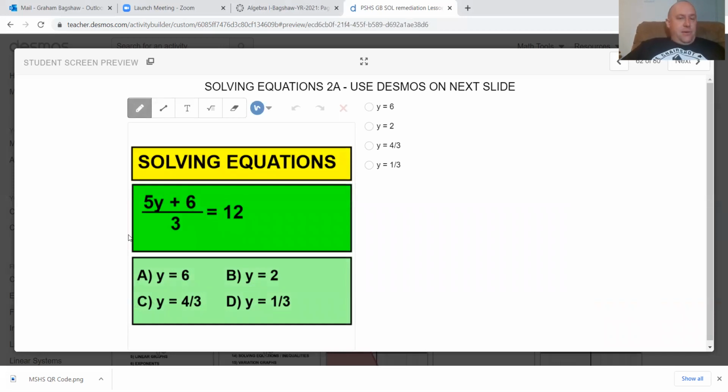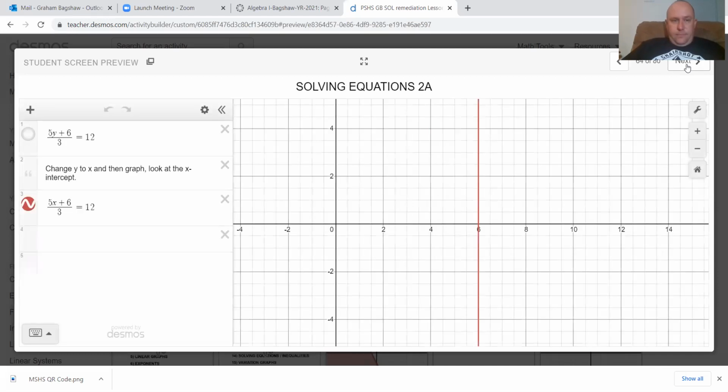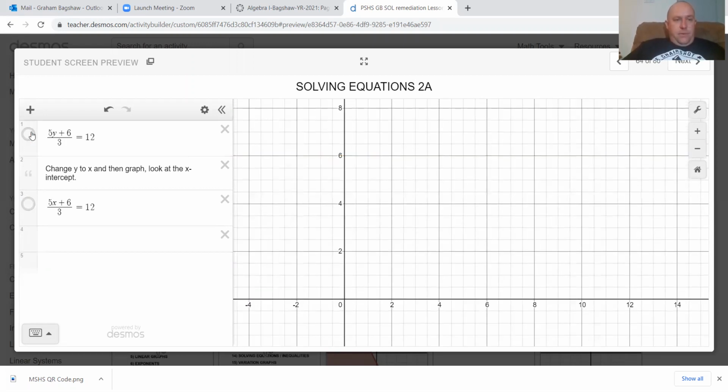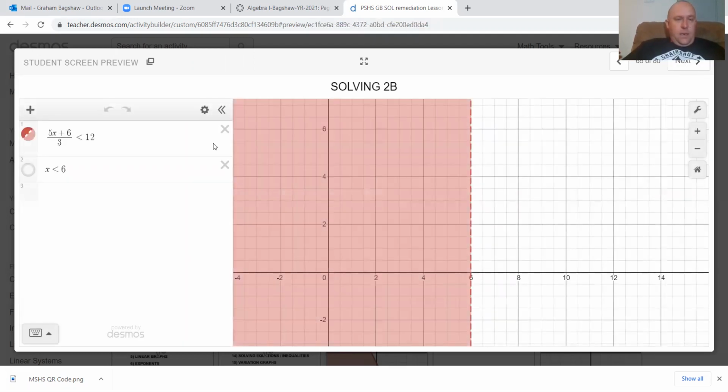Solving equations, you're just going to type this in and let's see what happens when we get to that. So you type in the equation and it will actually draw it, but it kind of draws it a little strange. So I would not type it with a Y. I would change it to an X so you can see. And then literally all you're going to do is look, where does it cross on the X-axis? And that's your answer.